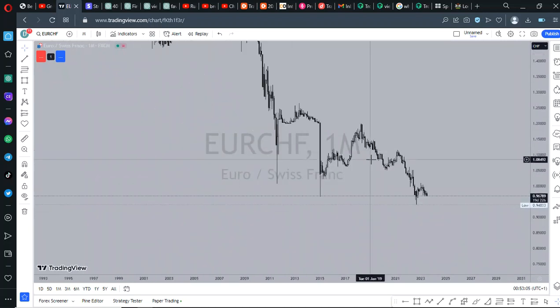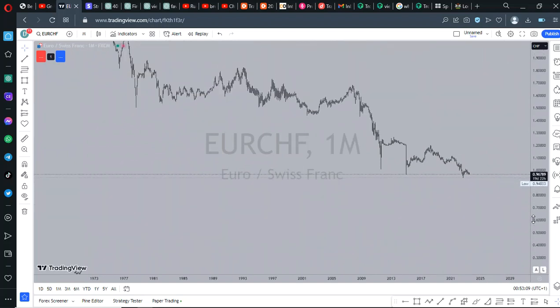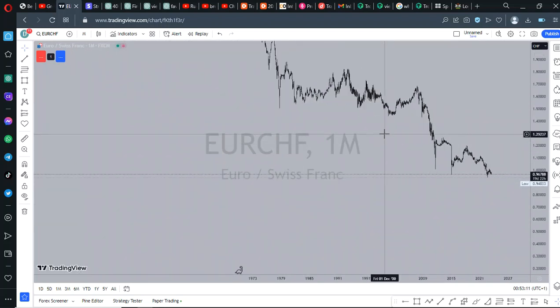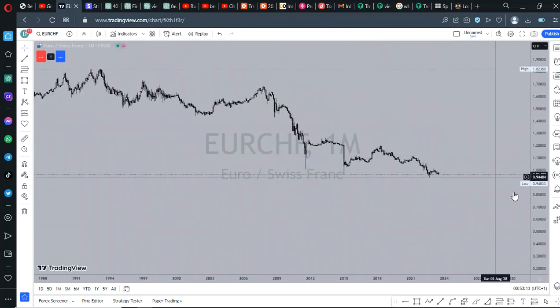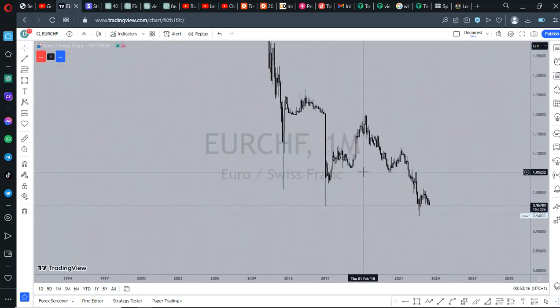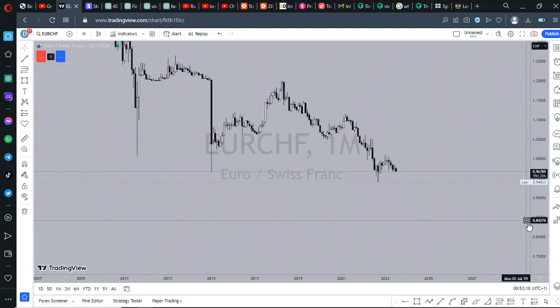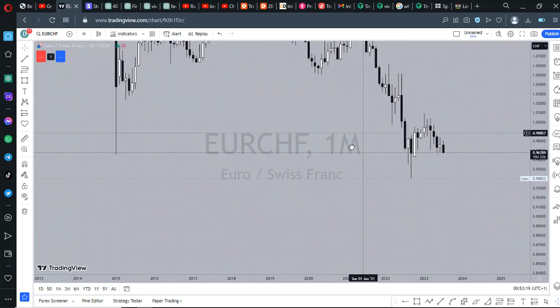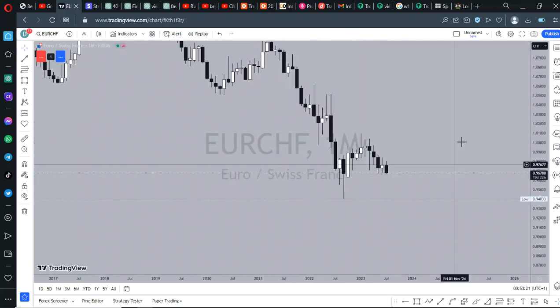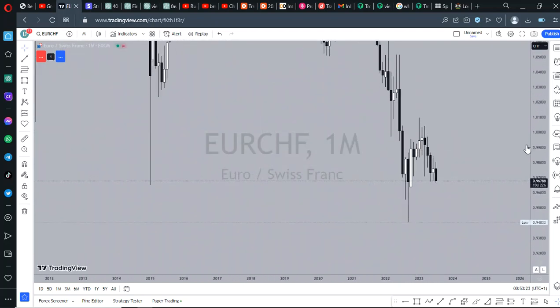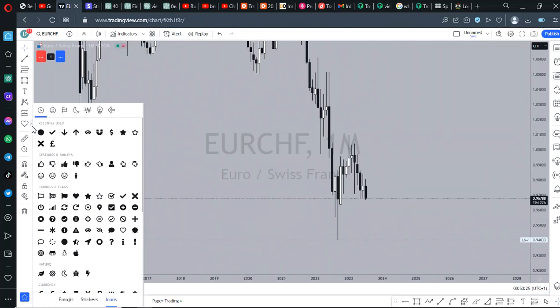Now this is EURCHF on the monthly time frame, and when you zoom out, you can actually see that the overall market on EURCHF is a bearish market. We are not actually going on a bullish market right now. So now we are looking for sells, right? Looking at the current price level, it's not going in the range here also. So let's start off with marking of our structure.